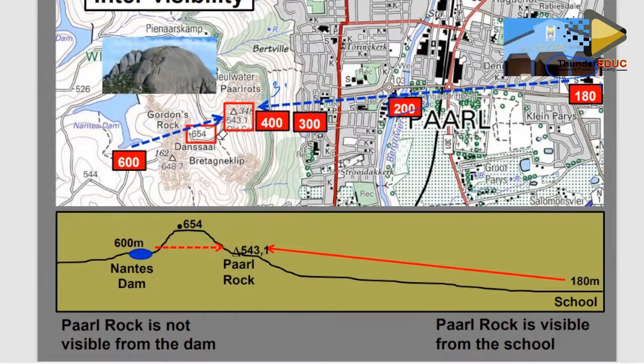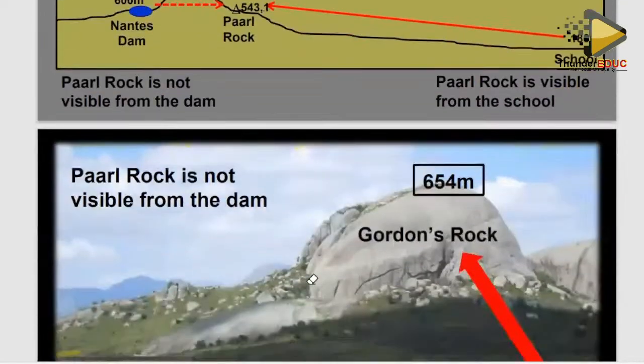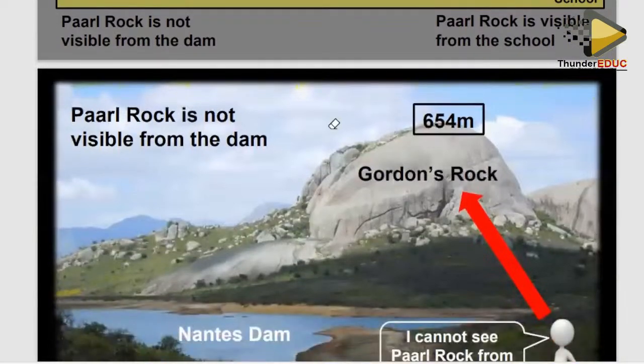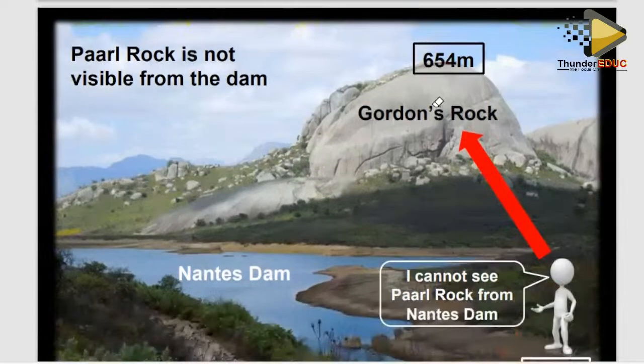Why? Because there is no obstructing feature between the two points, as we can see from the illustration of the cross-section of those two points as indicated. Right. So this is another illustration of Nance Dam. This is now in terms of the image. The Gordon's Rock is there and Pearl Rock is somewhere after the Gordon's Rock.